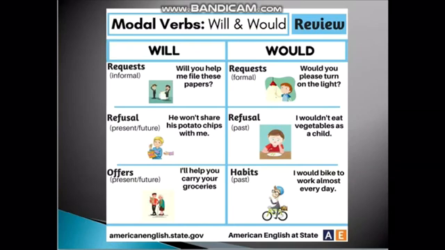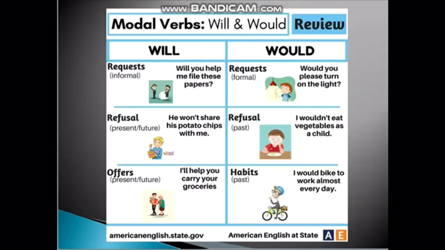And the next modal verbs are will and would. We use will to express beliefs about the present or future. To talk about what people want to do or are willing to do. To make promises, offers, and requests. For example, he won't share his potato chips with me. I'll help you to carry your groceries.